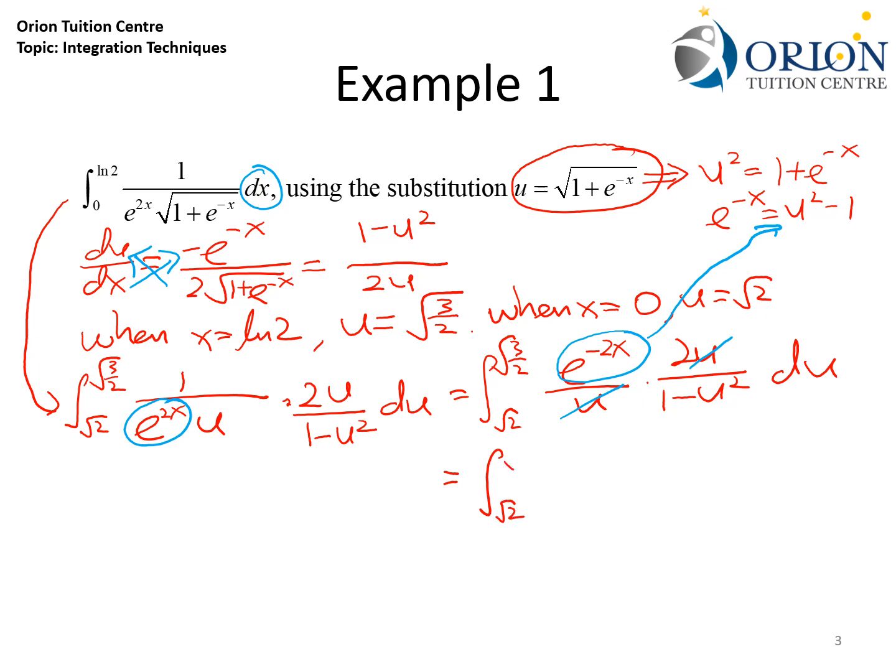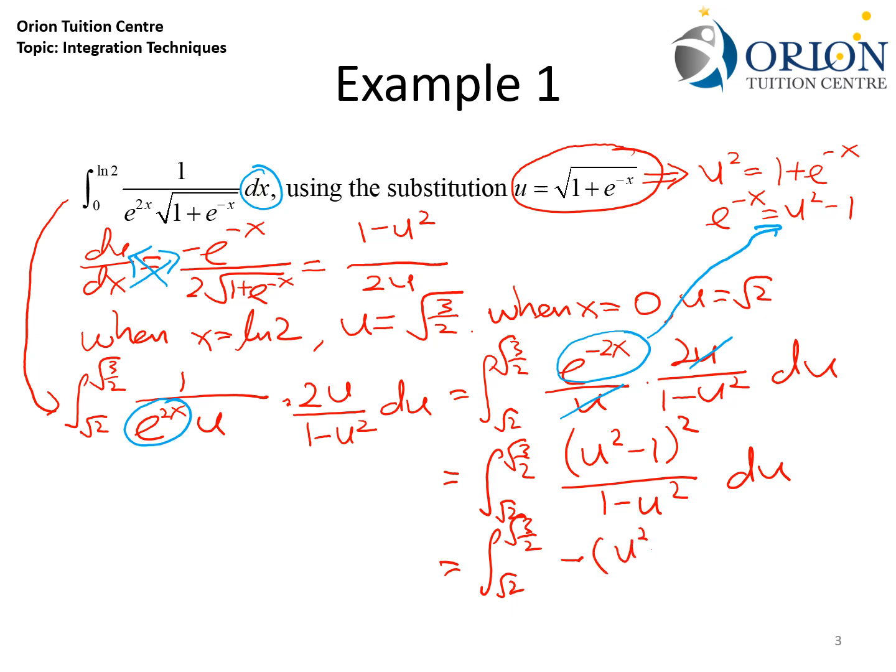integration from square root 2 to square root 3 over 2 of u squared minus 1 squared over 1 minus u squared du, and we can simplify this further into the integral from square root 2 to square root 3 over 2 of negative of u squared minus 1 du, and this term can be integrated very easily into negative 1/3 u cubed plus u, and we can do the appropriate substitutions, and I won't proceed to substitute the limits in for you.